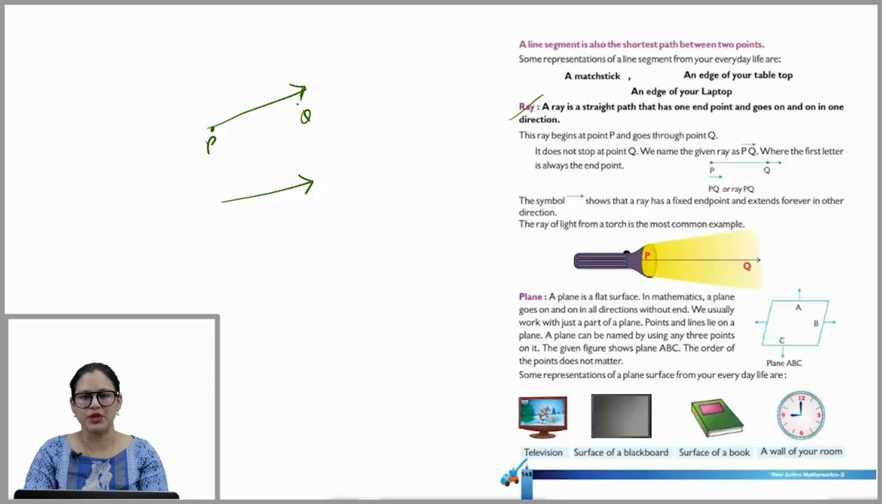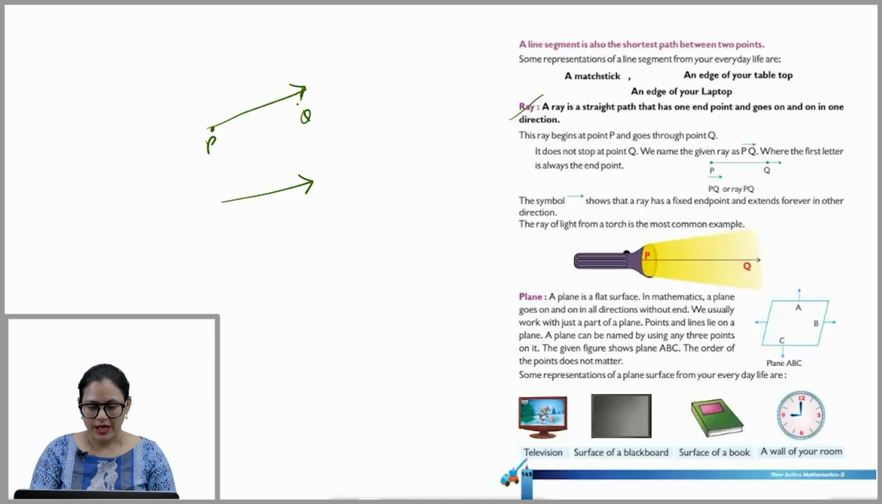We name the given ray as PQ, where the first letter is always the end point. This symbol shows that a ray has a fixed end point and extends forever in the other direction. A ray of light from a torch is the most common example, right?